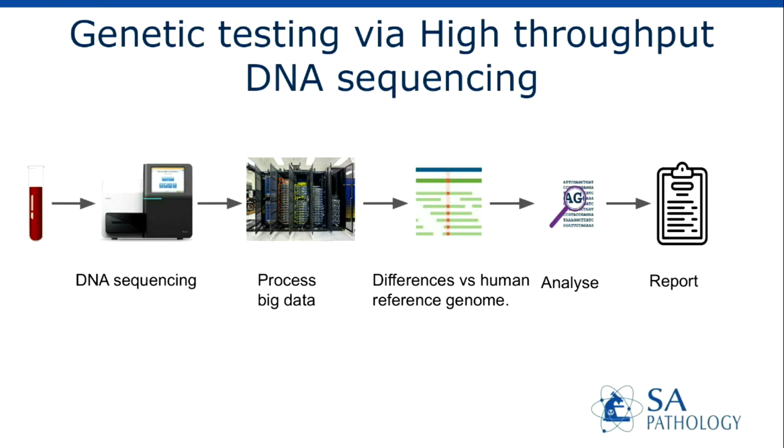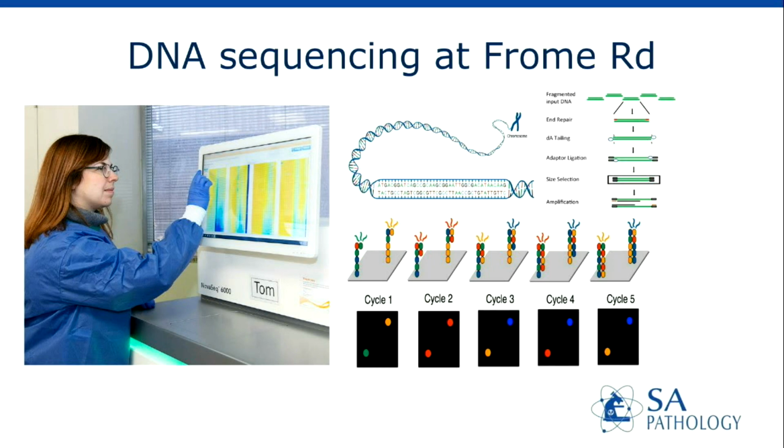It's a bit more complicated with DNA sequencing. We still take blood, we extract the DNA, put it in a DNA sequencer, process it on HPC machines, work out the difference between a reference human genome and this patient's human genome, analyze it, and send back the report. This is at Frome Road, the other side of North Terrace. This is my colleague and our expensive new sequencer.